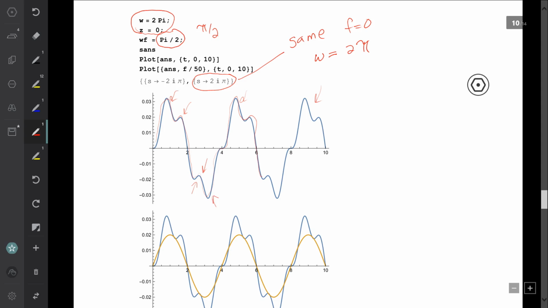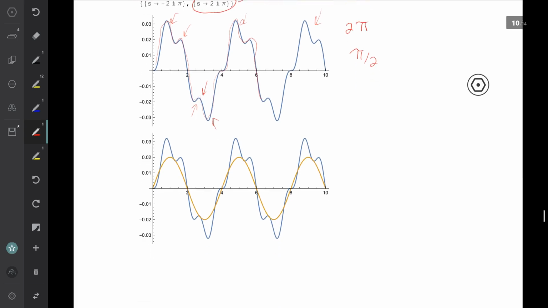So there's basically at least 2 frequencies that are making this up. What are the 2 frequencies that are making it up? One is the natural, and the other one is the forcing. So it's a little hard to see what's happening when there's no damping, but the point is that there will be 2 frequencies in there. One is the natural, and one is the forcing.